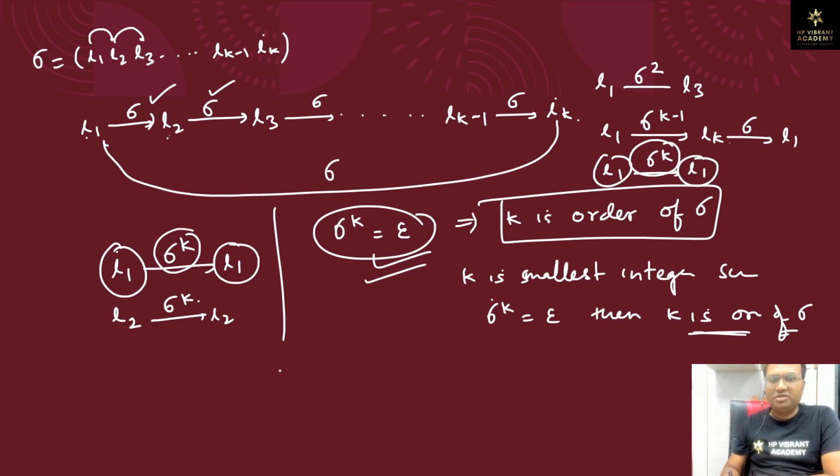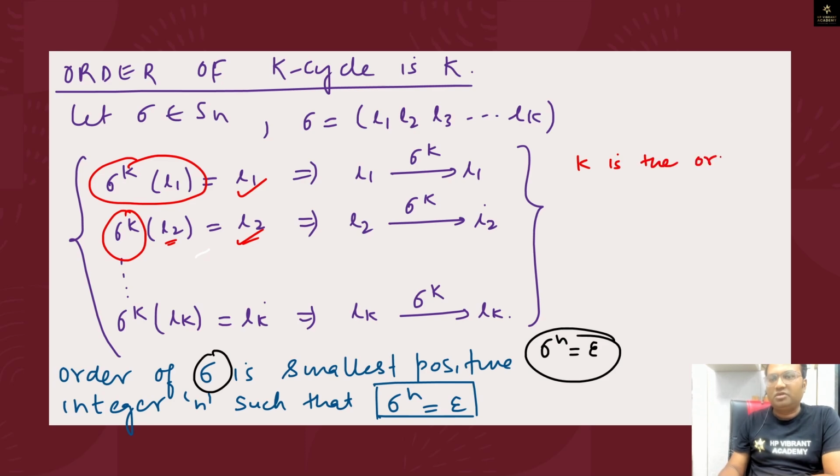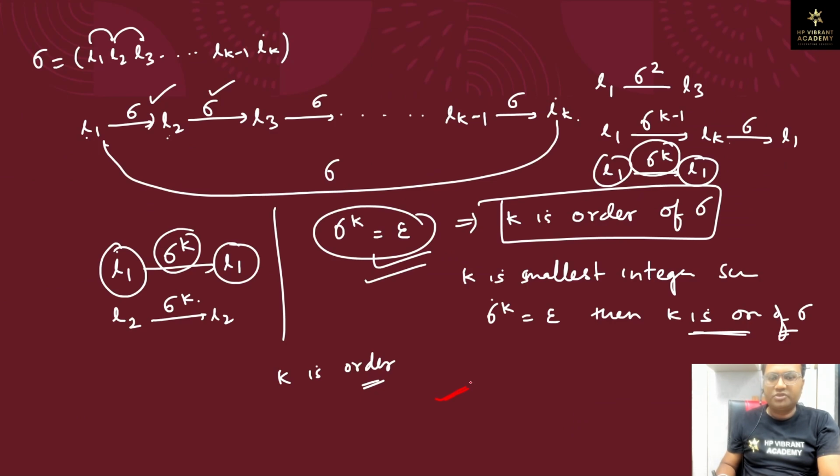So k is the order. Sigma to the power k on I1 goes to I1. On application of sigma to the power k on I2, it goes to I2. So there k is the order of sigma. Okay, so let us proceed further.